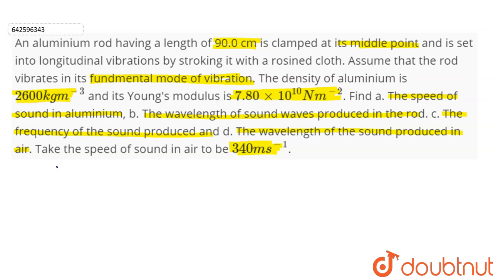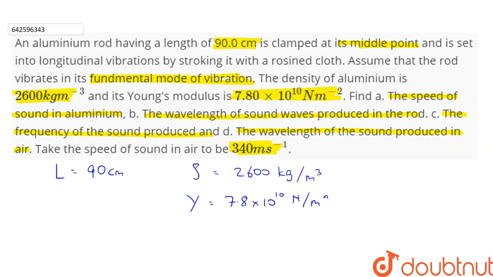So we are given the length of the rod, capital L, is equal to 90 centimeter, and we are given density of the rod, rho, is equal to 2600 kg per meter cube, and the Young's modulus of the rod is 7.8 into 10 to the power 10 Newton per meter square.